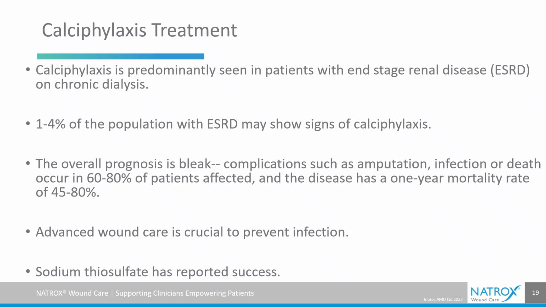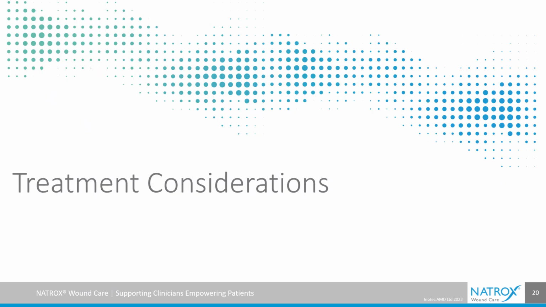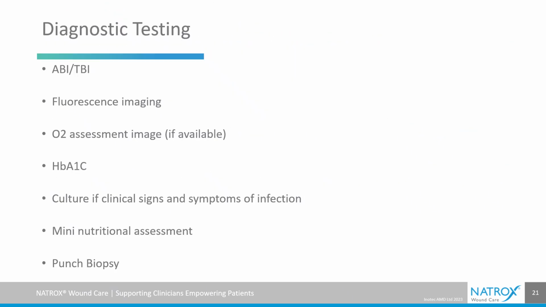Advanced wound care is crucial to prevent infection in these wounds. Additionally, sodium thiosulfate IV has been reported to have some success. Treatment considerations. Diagnostic testing should include ABI and TBI if the wound is on the lower extremity, fluorescence imaging, oxygen assessment imaging if available, hemoglobin A1C in patients with diabetes, and culture if clinical signs and symptoms of infection are present.